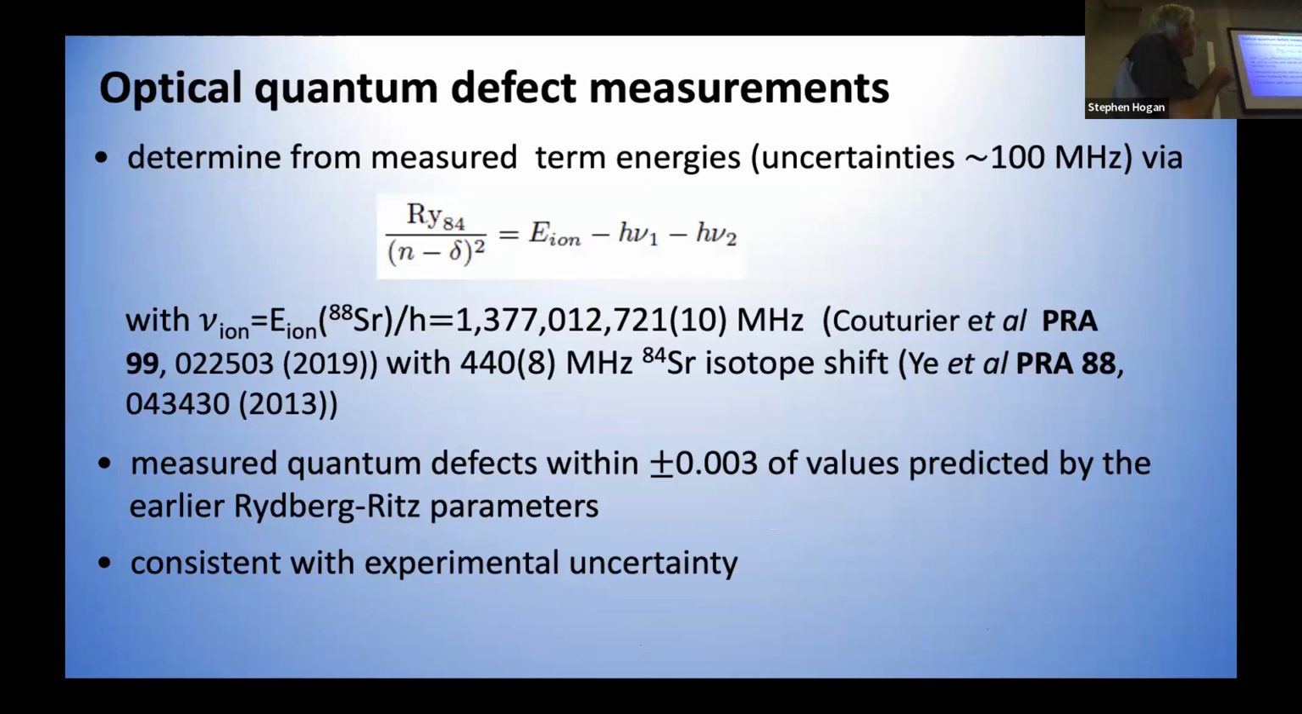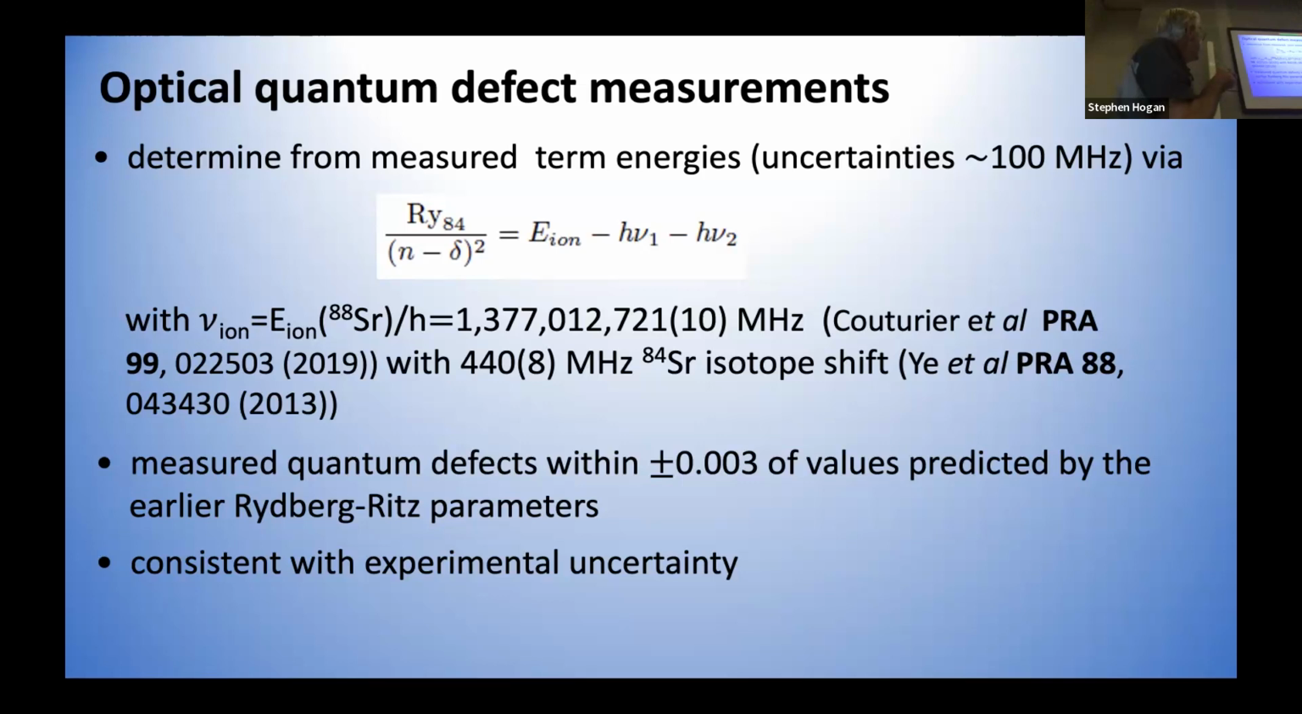Well, we started out saying, well, look, we've measured the term values optically with our lasers. So why don't we start out by determining quantum defects from those values that we get? And remember, our wavelength measurements give us an optical frequency uncertainty of about 100 megahertz. So what we did is we just take the ionization potential, subtract it from the 2 photon energies, and from this you can get delta.